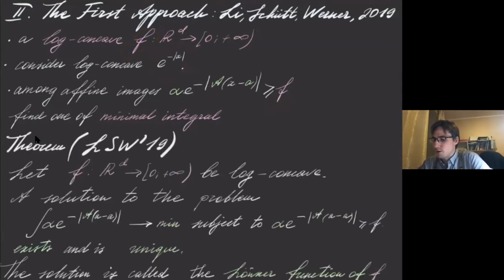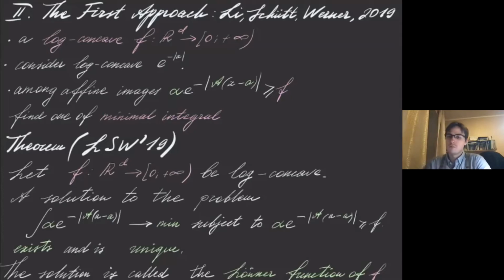So this optimization problem indeed has a unique solution. It exists, it is unique, and it is reasonable to call the solution to this problem the Löwner function of your log-concave function f. So this is what was done by these three authors a year ago.